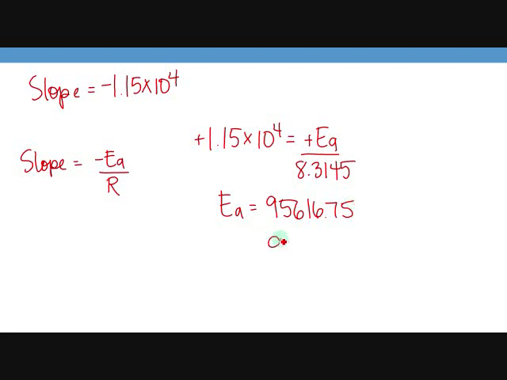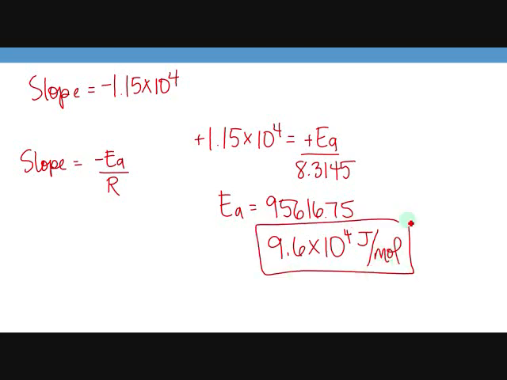Let's report that in significant figures, so we'll have 9.6 times 10 to the positive 4. The unit for activation energy is usually joules per mole, with the way the units cancel each other out. Again, we had to find the slope, and once we found the slope, we can simply find the activation energy.